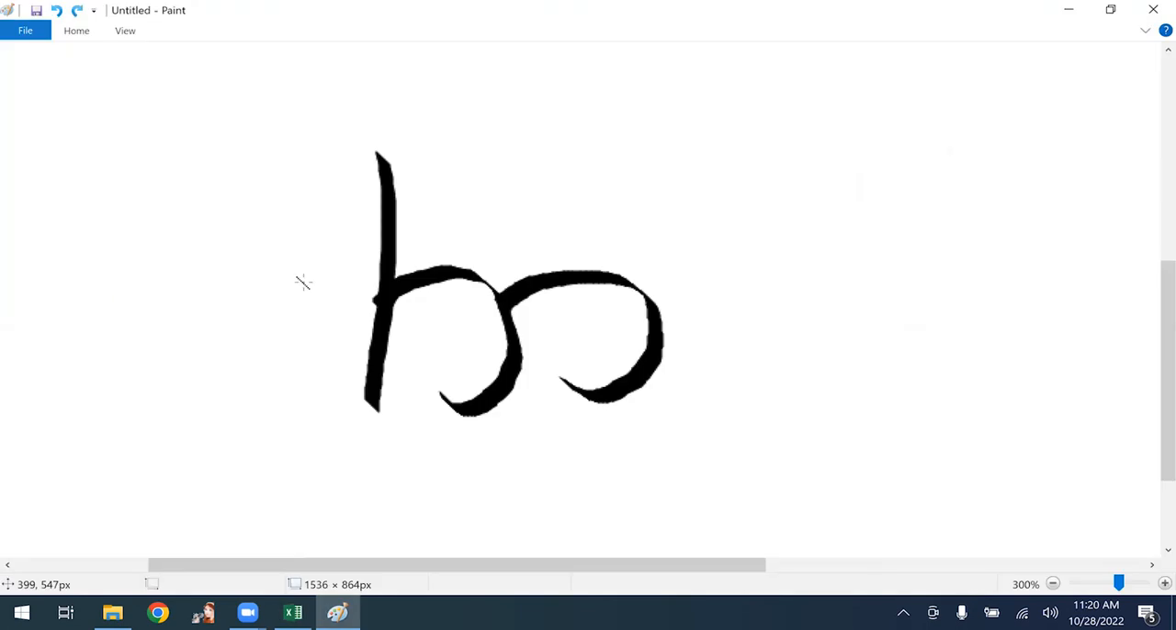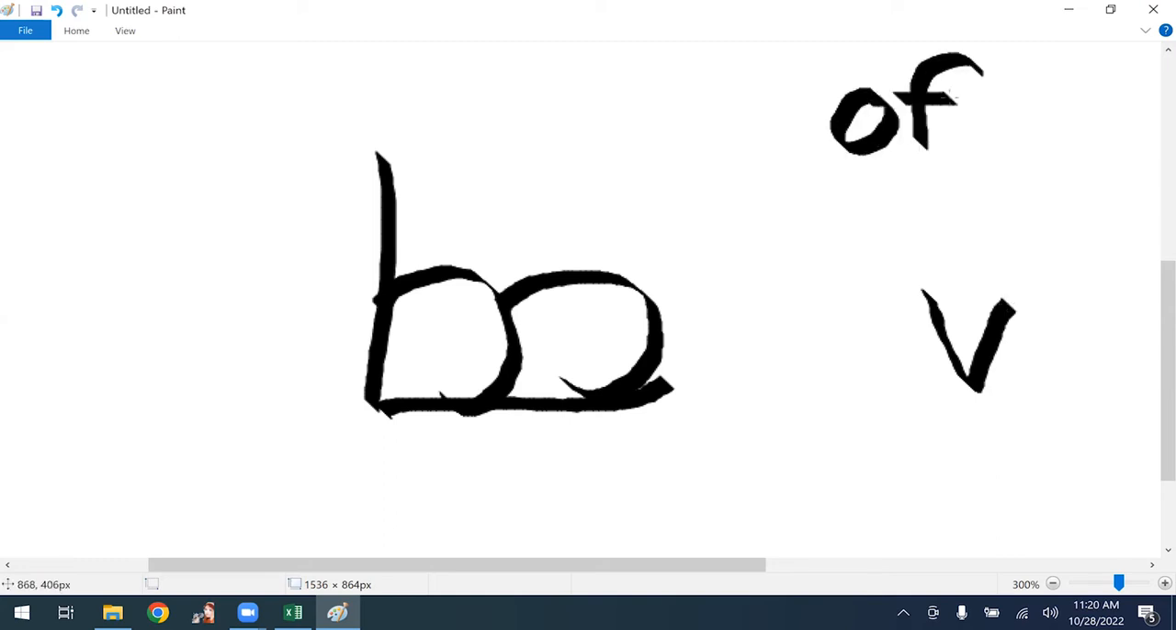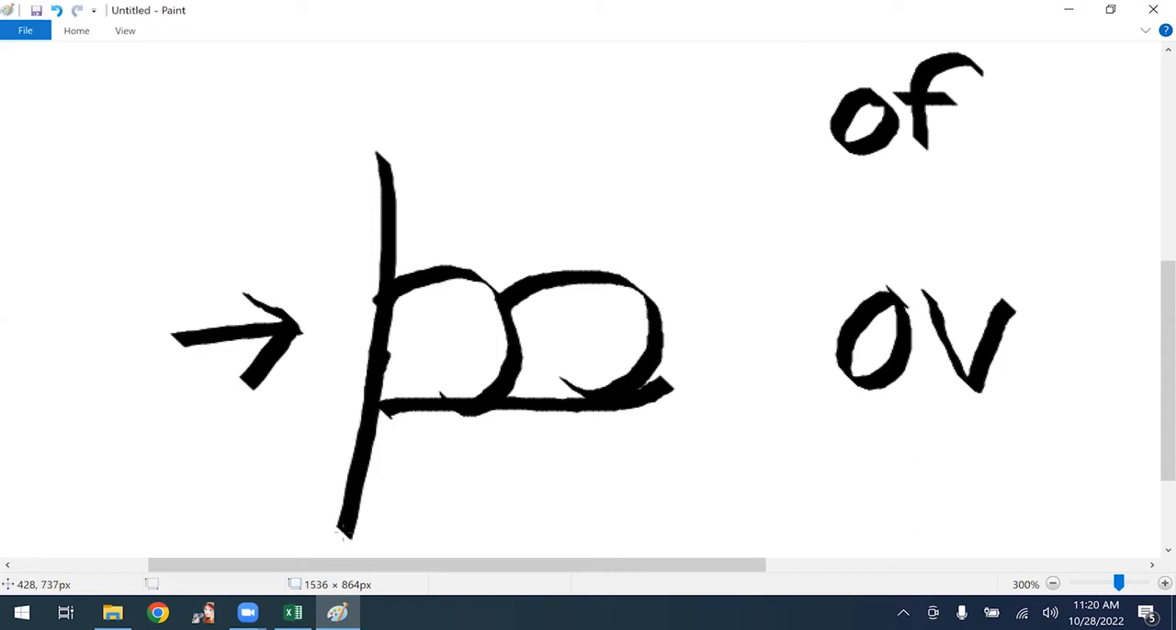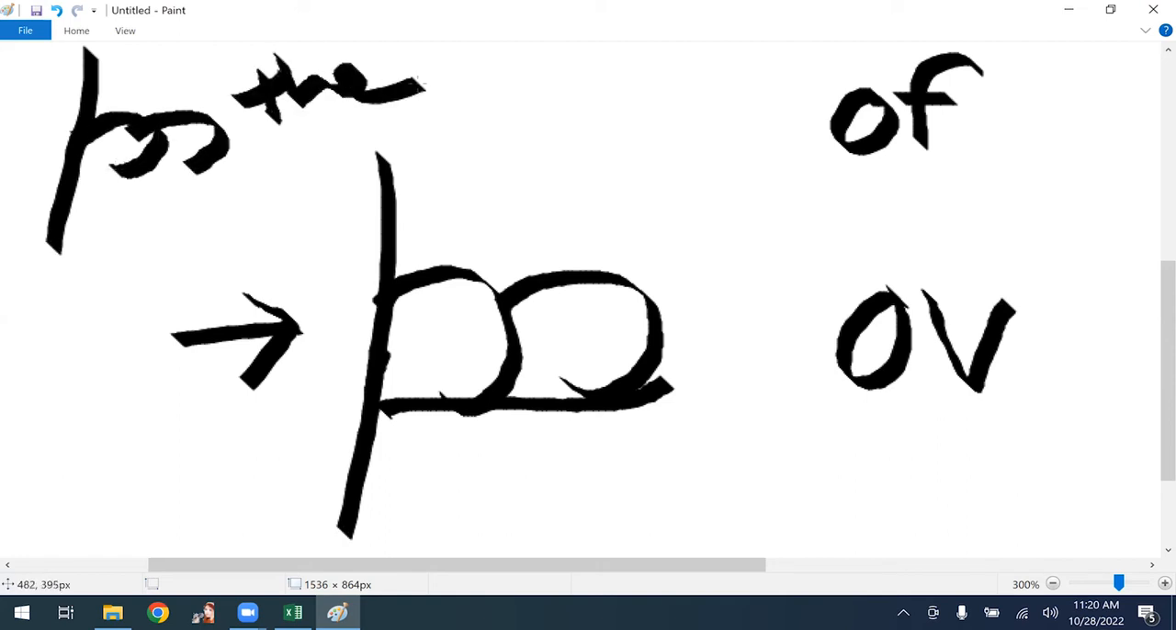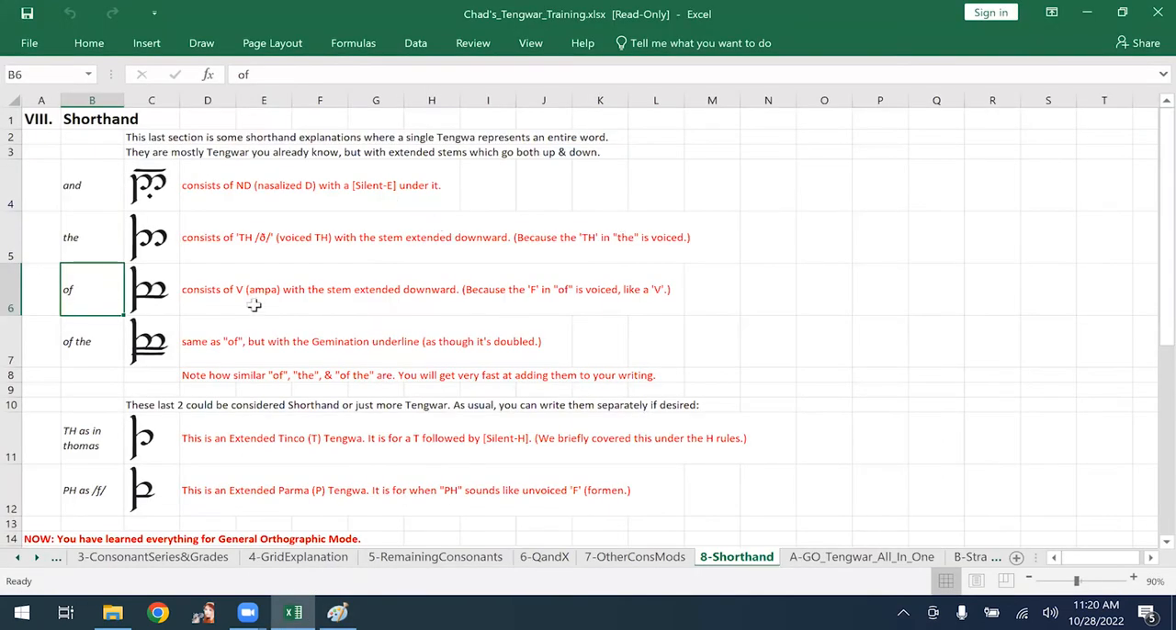He's actually writing "of," like what you would pronounce it. That's a V. So we say "of," which, we don't talk right, but to pronounce that word, you would say "of." Right? So this is a V. Extend it. Now it's "of." So that's "the," and this is "of." If you geminate it, it's "of the."